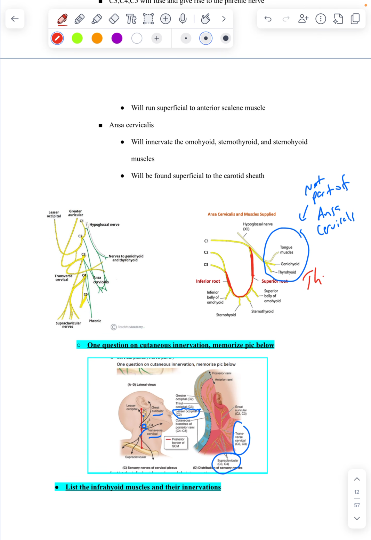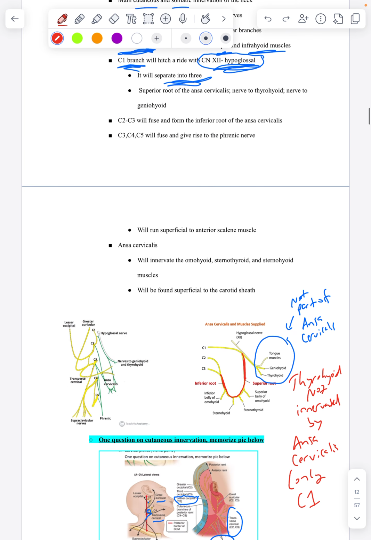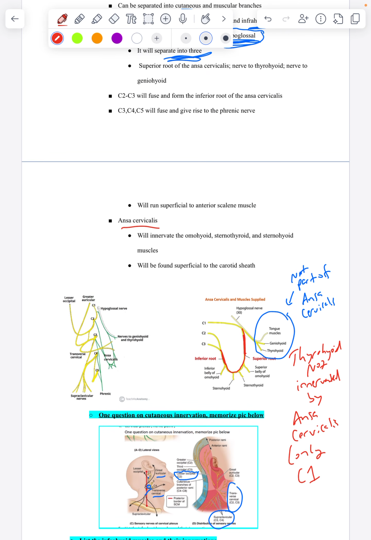So thyrohyoid is not innervated by ansa cervicalis. But if you follow it up, it's just C1. Only C1. So for ansa cervicalis, it's omohyoid, sternothyroid, and sternohyoid, which we said.